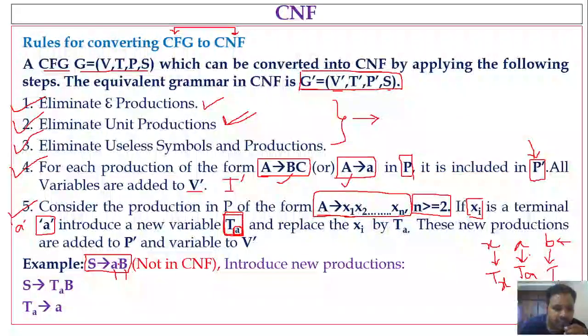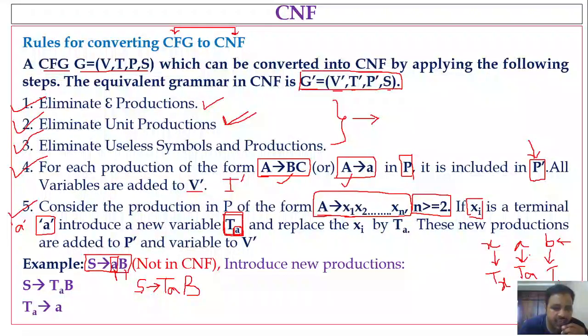So such a combination is not there in the CNF, right? So what we have to do to convert it into CNF is that this terminal symbol A is replaced with a non-terminal, right? So how do we replace? So as I mentioned, A is a terminal symbol, so A is a terminal symbol means we have to replace it with a variable. So how do we replace? By adding a new variable. What is that new variable? TA. Okay, and this B will remain same.